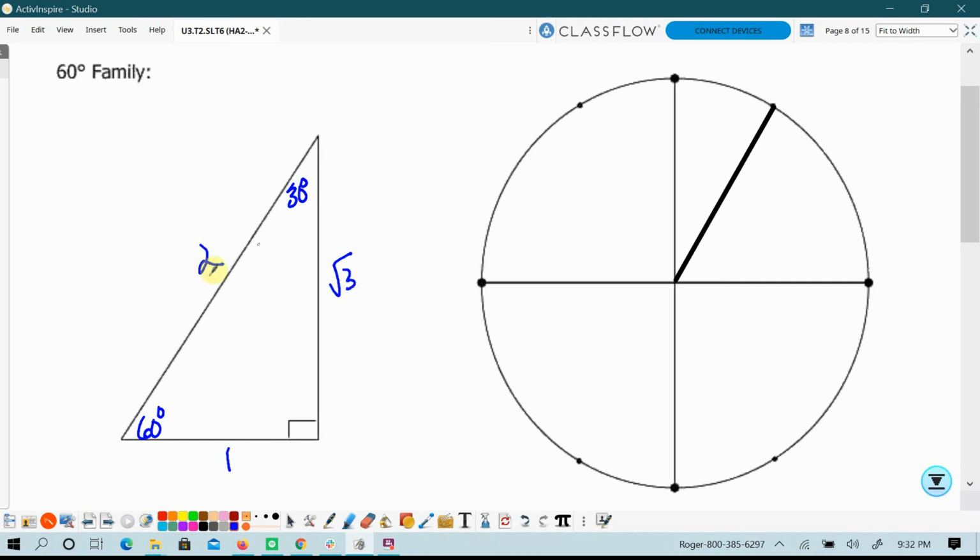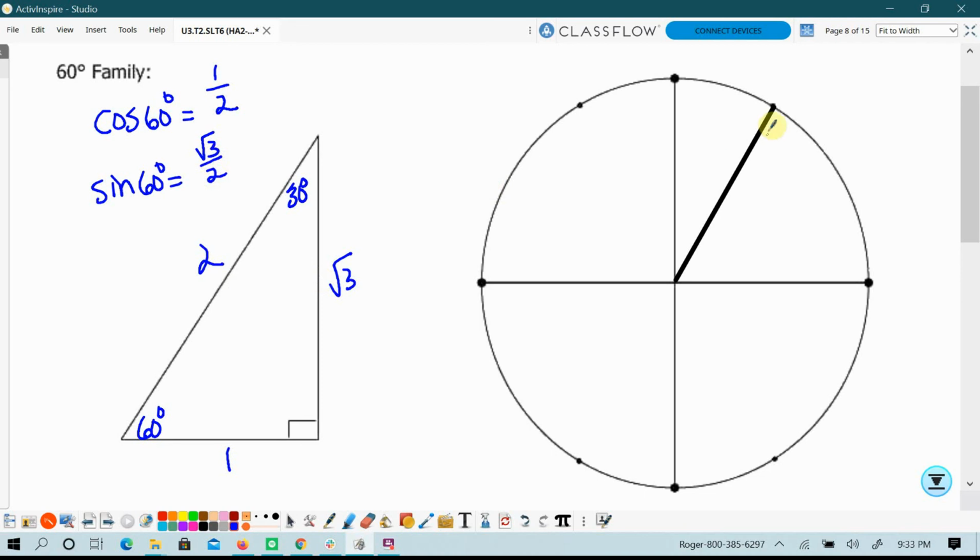We've already verified that this is a formula for the special right triangle for the 30, 60, 90. Now we're going to find the cosine of 60 degrees and then the sine of 60 degrees. Okay, let's start with cosine. Adjacent over hypotenuse is 1 divided by 2. Let's find sine. Opposite over hypotenuse, square root of 3 over 2.